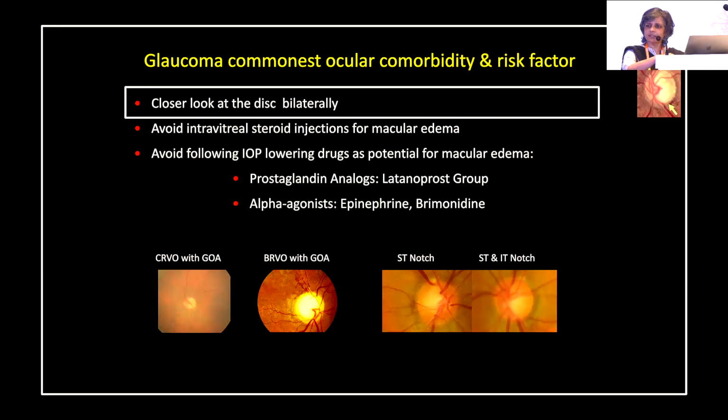Now, when we are looking at a patient with RVO, it is very important to look for glaucoma. This is the most common ocular comorbidity. Look at the disc very carefully. Even the other eye, sometimes it's the other eye which has an advanced glaucomatous disc. And once we know there is glaucoma, then avoid intravitreal steroid injections, and the glaucoma specialist should avoid using glaucoma medication which can increase the risk of recurrent cystoid macular edema.